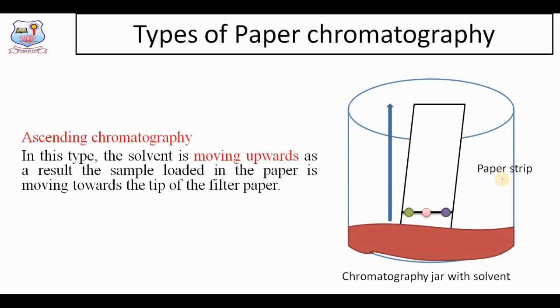Let's see the types of chromatography. The first one is called ascending chromatography. The name itself implies that the movement of the molecules is directed upwards, because the capillary force leads to the migration of the sample towards the tip of the filter paper, right? In ascending chromatography, the solvent is moving upwards. As a result, the sample loaded in the paper is moving towards the tip of the filter paper.